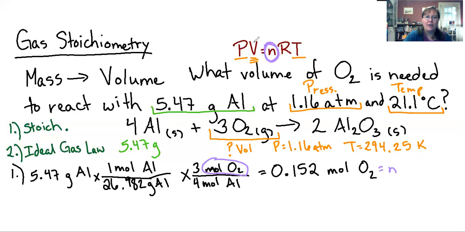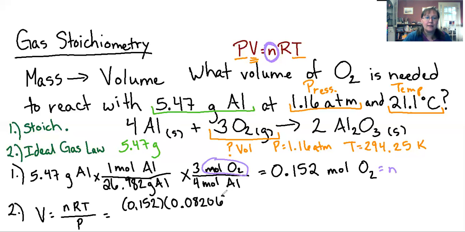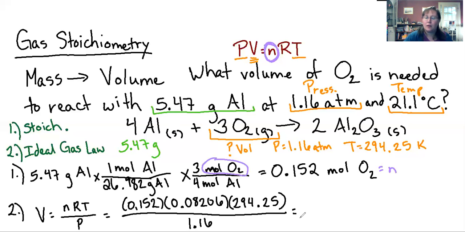And now that I have that, I can go on to my next step, which is using the ideal gas law. And we're solving for volume. So we can set up volume is equal to nRT over P, and that's 0.152 times R, which is our ideal gas constant, 0.08206, times our temperature in kelvins, which we found was 294.25, all over our pressure of 1.16. Okay.